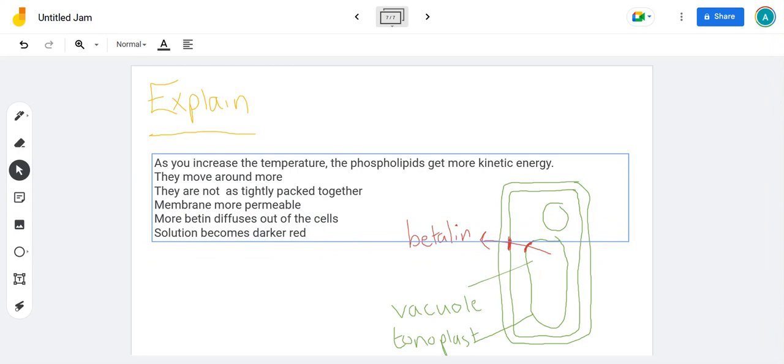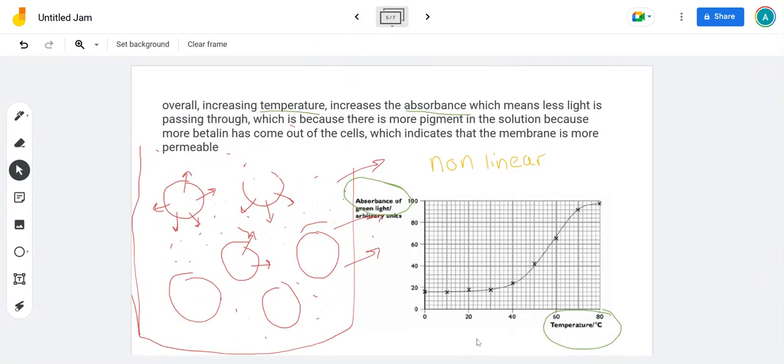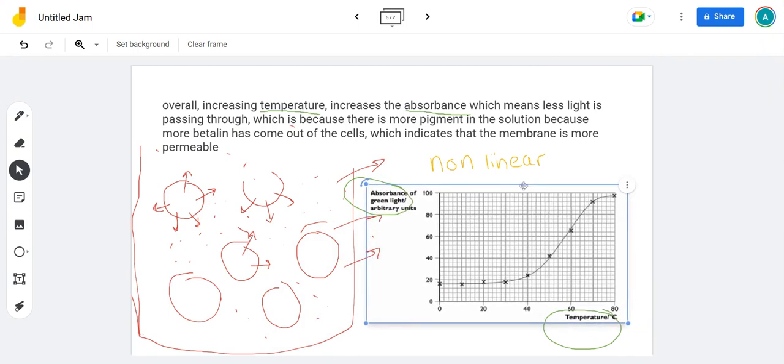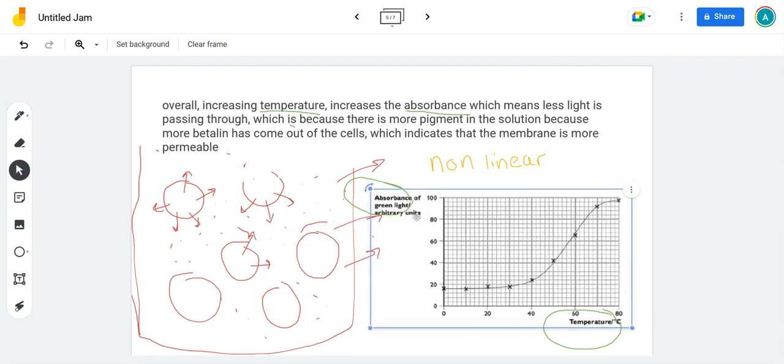Now, it's not a linear line, is it? It starts to plateau off. If we look at our graph here, it does increase as they get more kinetic energy and the membrane becomes more permeable, but it does start to plateau at the top. So if you were to keep going, it wouldn't keep going up forever, because it can't really go up past 100 anyway.